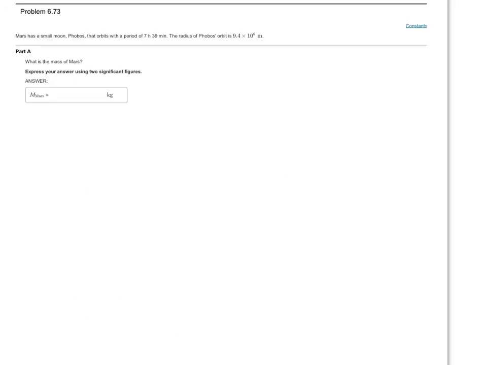All right, moving on to our next problem here. We're given some information about one of the moons of Mars, Phobos, that has an orbital period of 7 hours and 39 minutes. And we know that the radius of its orbit is 9.4 times 10 to the 6. We want to calculate the mass of Mars using that information. So we can do this using Kepler's third law.